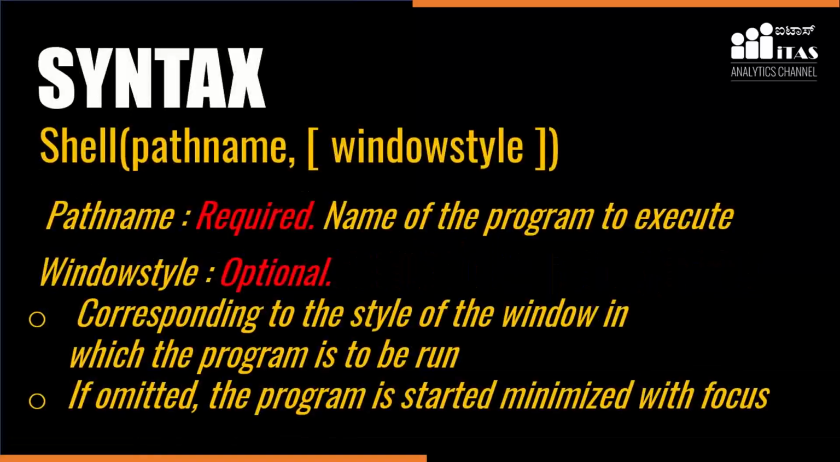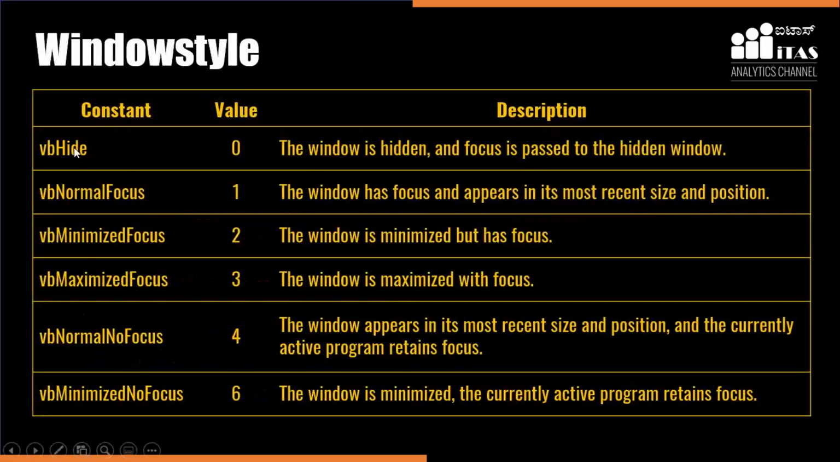Let's understand the syntax first. The syntax is shell, path name, and the window style, how the application has to be opened. The path name is actually a required parameter, and this is nothing but the executable application. The window style is optional, where it says how to open the window. And you can see that I have mentioned a few window styles which are there in the parameter.